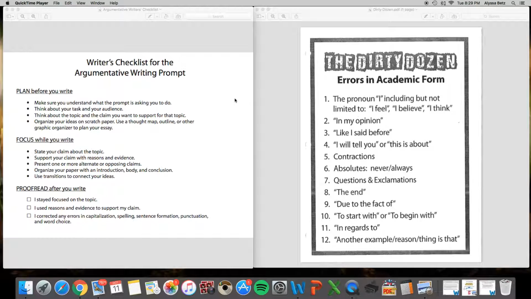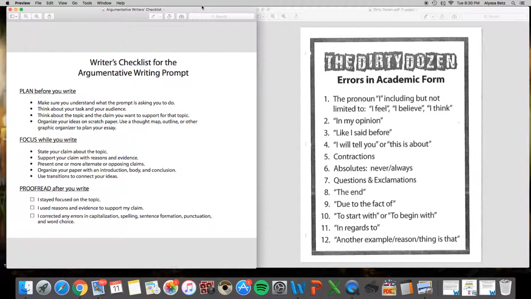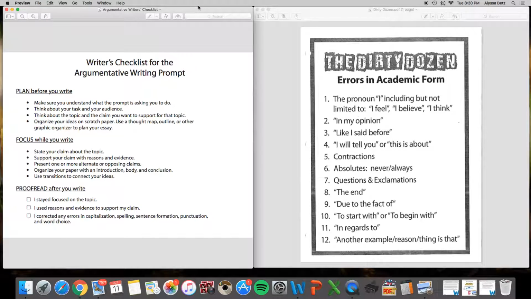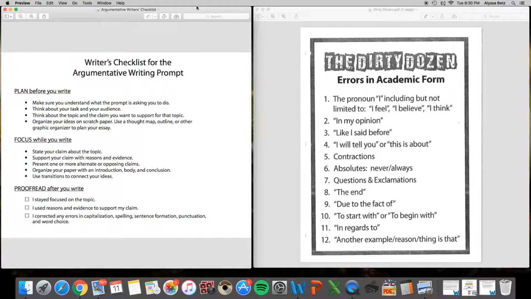Today we're going to start by taking a look at the writer's checklist for the argumentative writing prompt of the PSSA. This writer's checklist will be provided to you during the PSSA and you can refer to it at any time while testing. Let's take a look at the writer's checklist together. The first step for the argumentative writing prompt is to plan. Before you start writing, you want to make sure you understand what the prompt is asking you to do.